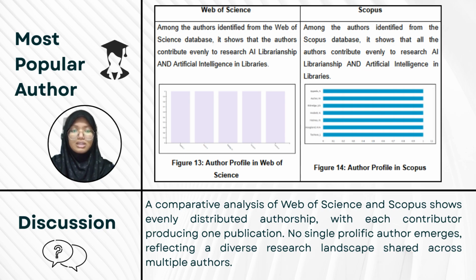For the discussion, a comparative analysis of Web of Science and Scopus shows evenly distributed authorship, with each contributor producing one publication. No single prolific author emerged, reflecting a diverse research landscape shared across multiple authors.